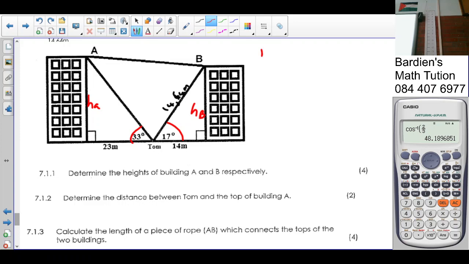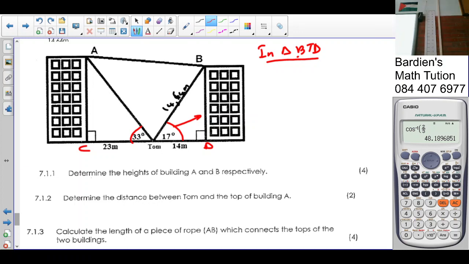So in the triangle, just put the letters here so that you can name the triangle. You don't have to name it, that's how I'm going to do it here. In triangle BTD, Tom is at T, no? What do you see here? You've got a right angle triangle. So how can I calculate BD?